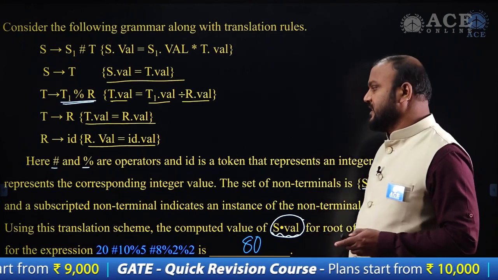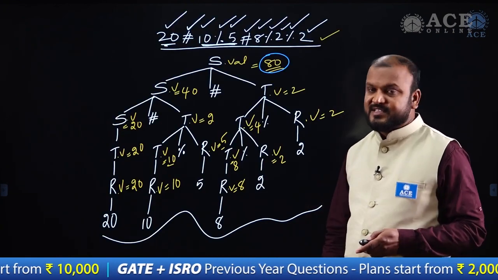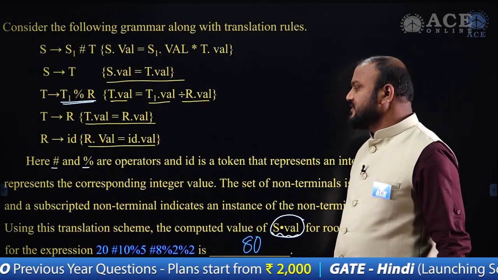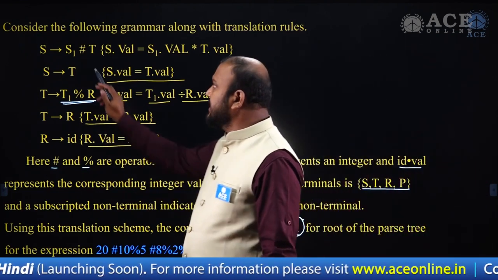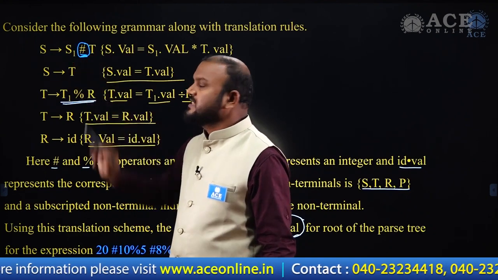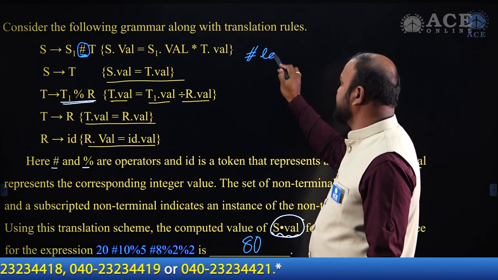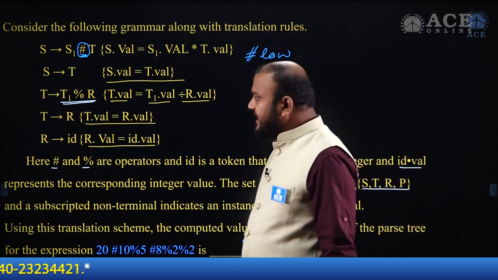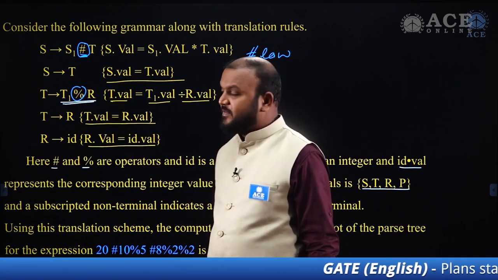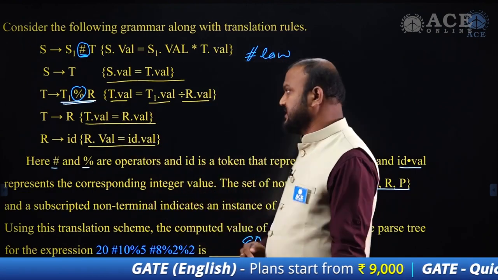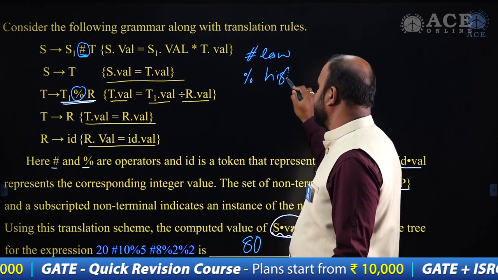This is one way of solving the question. How have we solved? We constructed a parse tree and evaluated the parse tree according to the semantics. The other way of solving the question is very simple. First, you have to understand the grammar. Here you observe the hash is a terminal associated with the starting non-terminal, so that hash has the least precedence, or we can call it the lowest precedence. And the percentile comes after S tends to T, T with percentile. Means the percentile is going to appear at the bottom of the tree, so the percentile has the highest precedence.